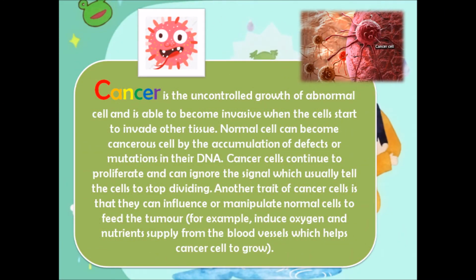Cancer is the uncontrolled growth of abnormal cells and is able to become invasive when the cells start to invade other tissue. Normal cells can become cancerous cells by the accumulation of defects or mutations in their DNA. Cancer cells continue to proliferate and can ignore the signals which usually tell the cells to stop dividing, as well as influence normal cells to feed the tumor by inducing oxygen and nutrient supply from the blood vessels, which helps cancer cells to grow.